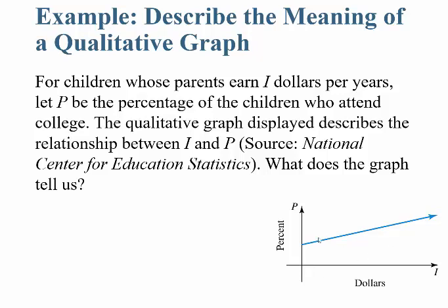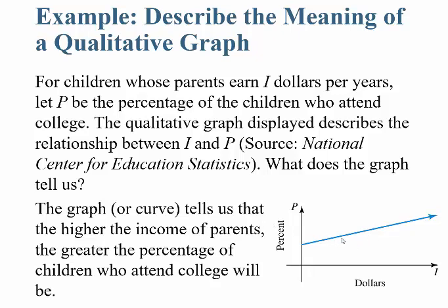All right, so looking at this graph, what does it tell us? Well, just looking here, I have one axis that's labeled I, so this is the dollars they make per year. And I have another axis labeled P, which is the percentage of those children whose family makes that much who go to college. And then I have this blue line here. And what we're seeing here is the blue line is supposed to represent the relationship between dollars that the family makes per year and the percentage that go to college.